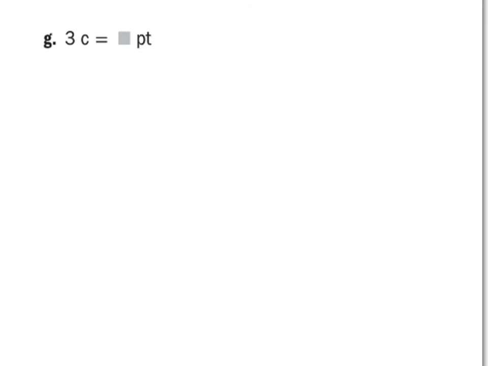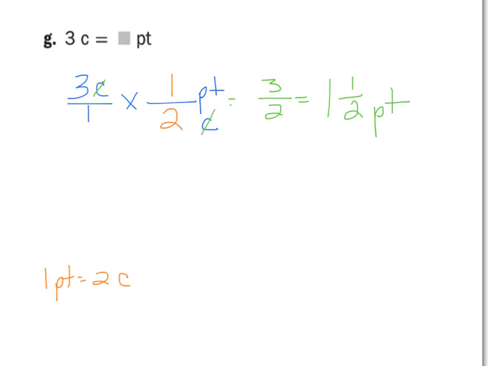Go ahead and try this one on your own and turn on the recording to see if your work matches mine. So I did 3 over 1 times 1 over 2 because I matched up my labels, and 1 pint is equal to 2 cups. So I get 3 over 2, which is equal to 1 1/2 pints.